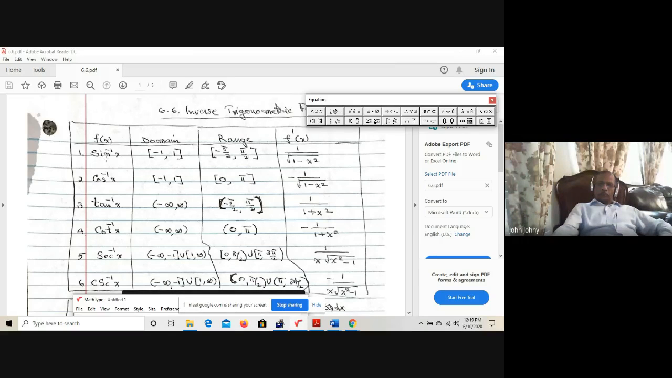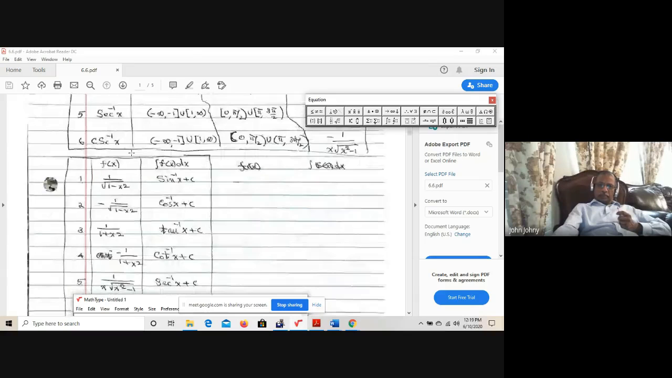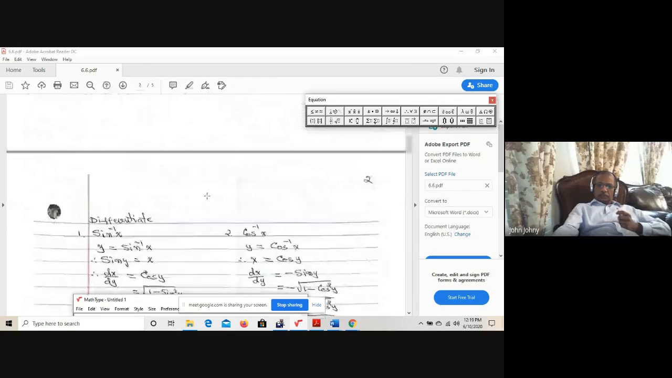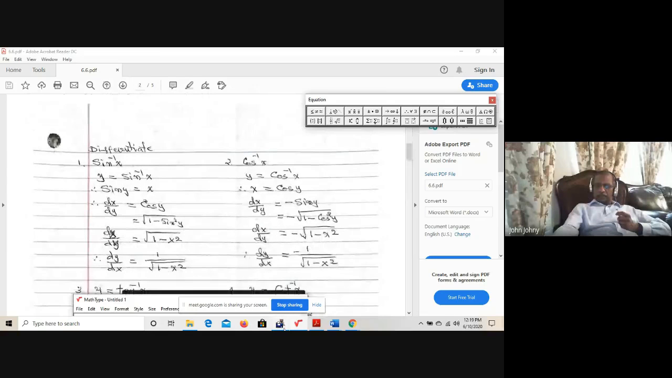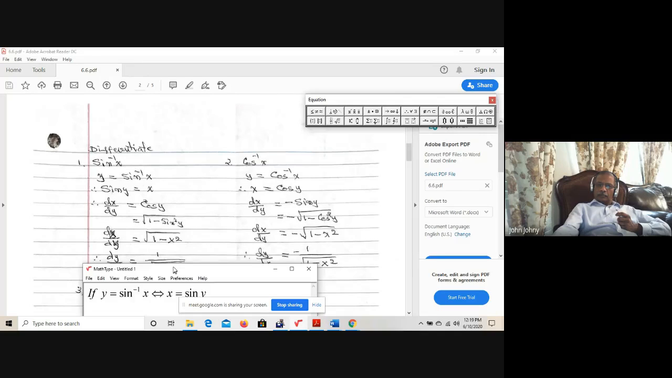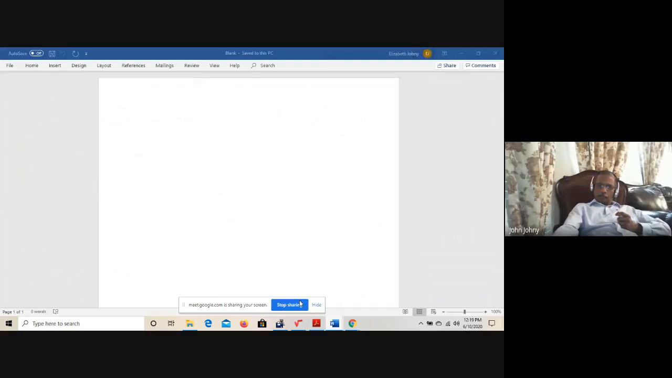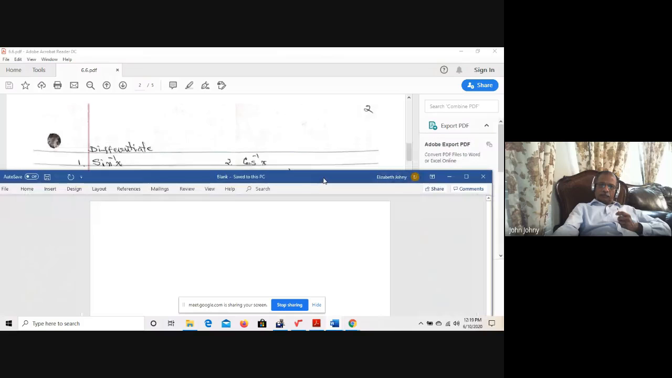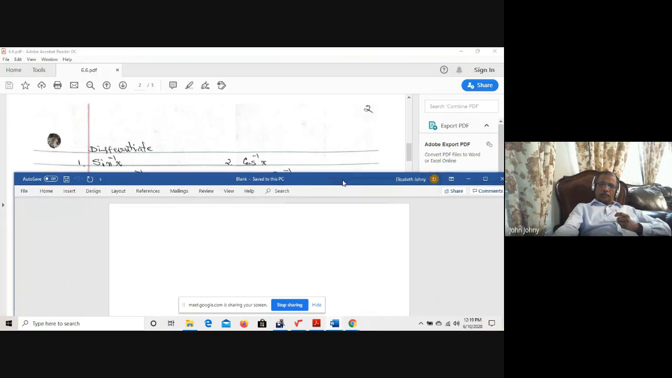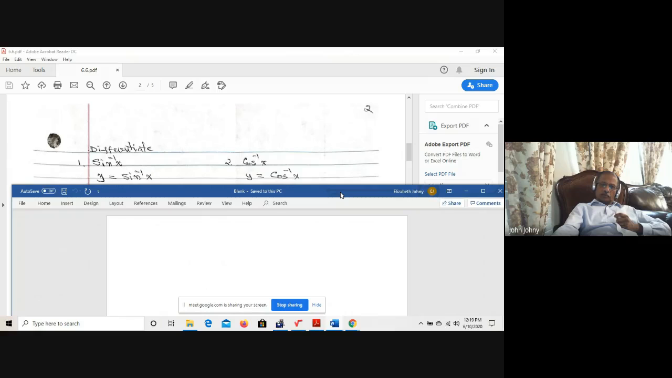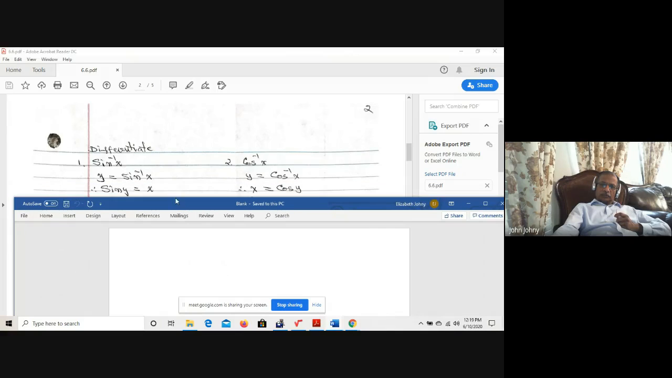Now the differentiation. We are going to differentiate sine inverse x. So first we are going to differentiate sine inverse x. Okay, y is equal to sine inverse x, and therefore x is equal to sine y, or sine y is equal to x.